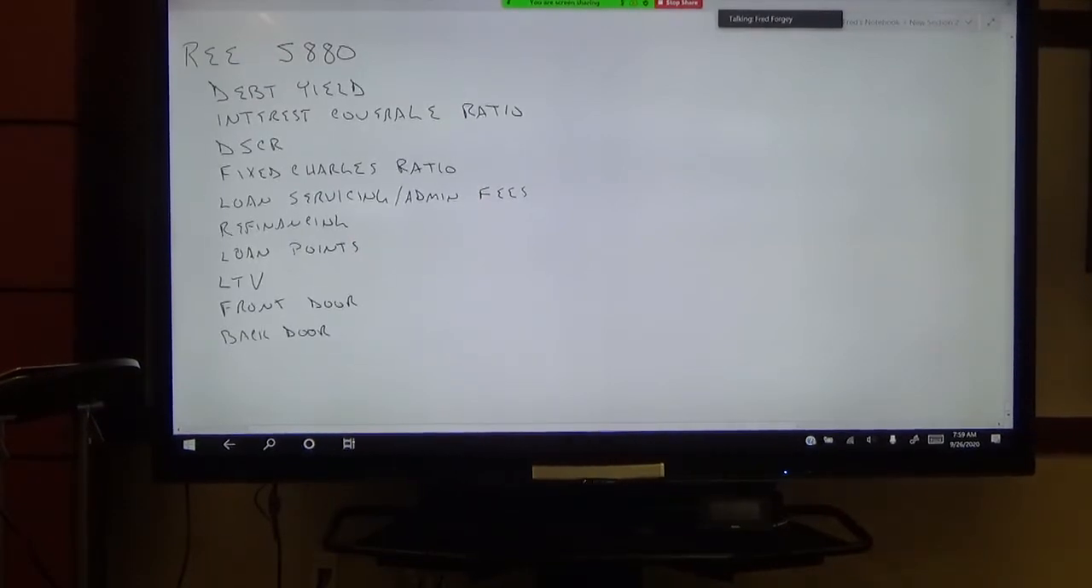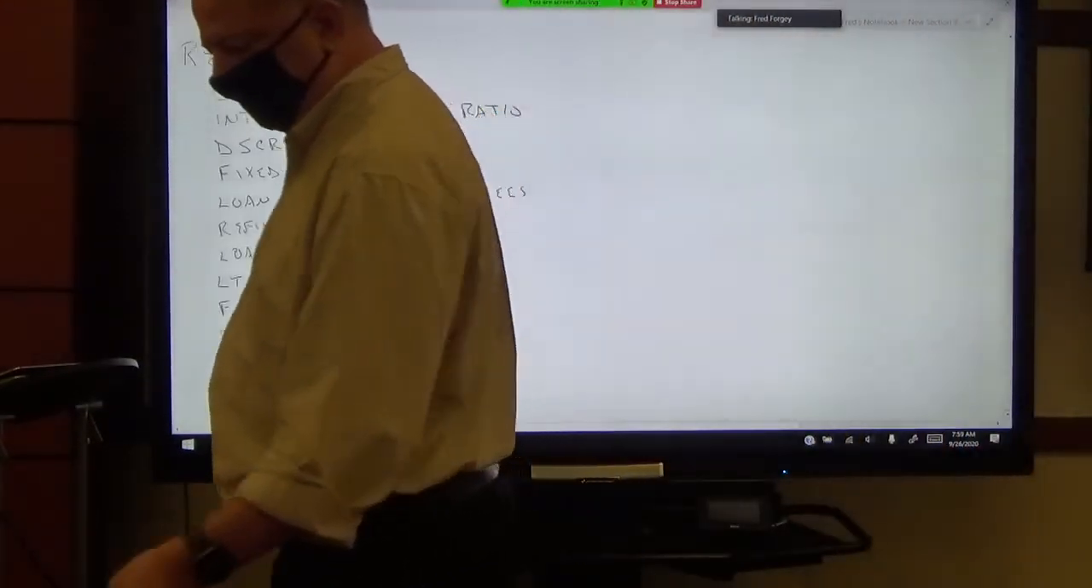The second one? Interest something ratio? Coverage ratio. Coverage.